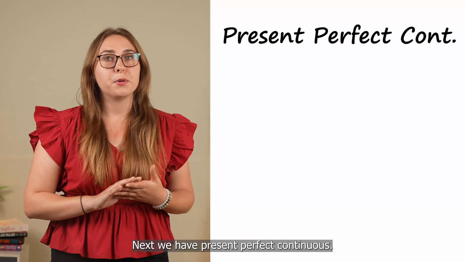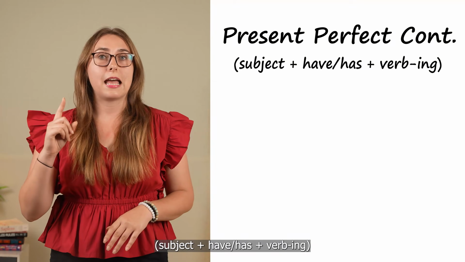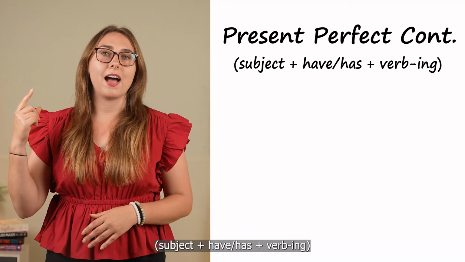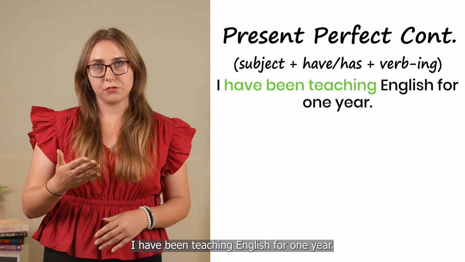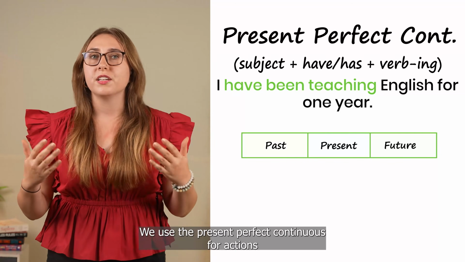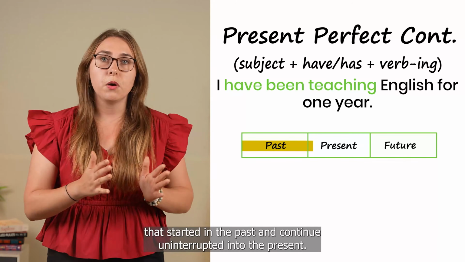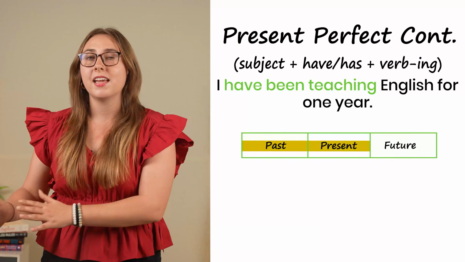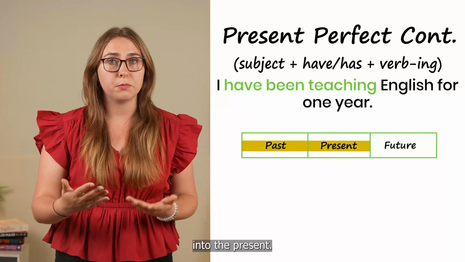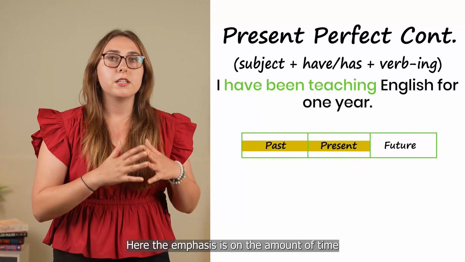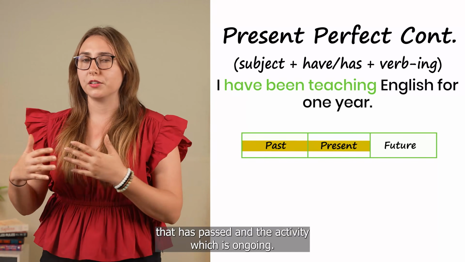Next, we have present perfect continuous. It's formed by combining subject plus have/has been plus verb-ing. I have been teaching English for 1 year. We use the present perfect continuous for actions that started in the past and continue uninterrupted into the present. I started teaching English 1 year ago and I'm still teaching English into the present. Here, the emphasis is on the amount of time that has passed and the activity which is ongoing.